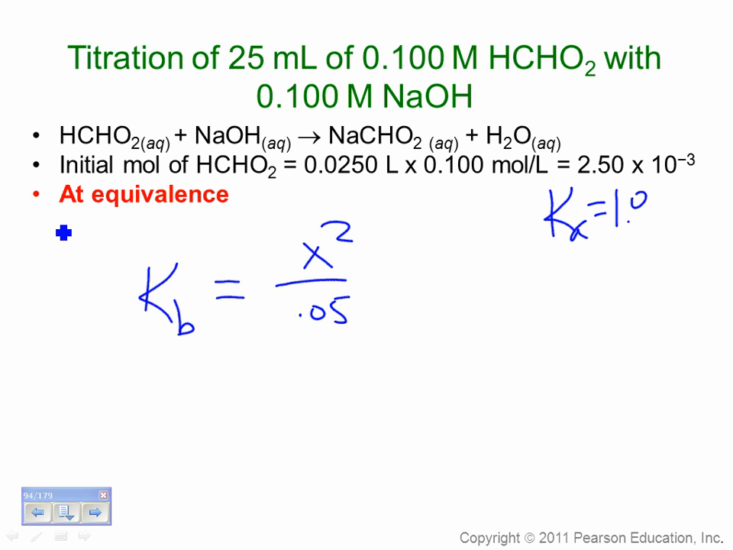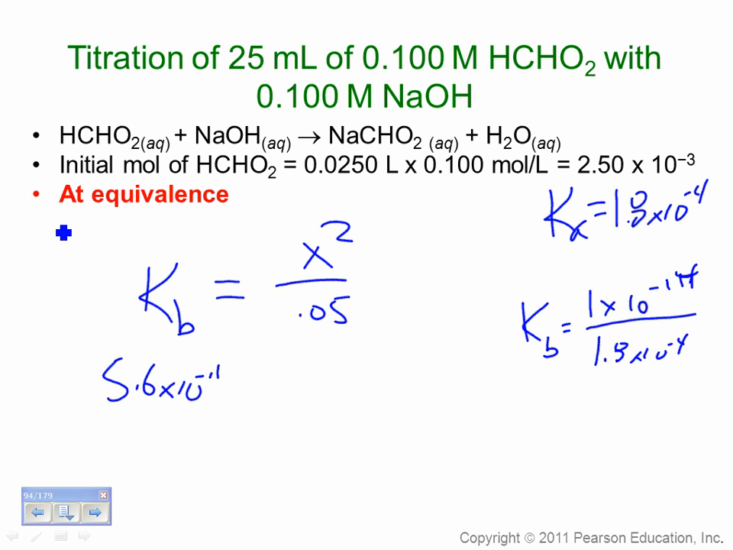1.8 times 10 to the minus 4. So what's the Kb? Yep, 1 times 10 to the minus 14 divided by that 1.8 times 10 to the minus 4. That's going to turn out to be Kb. So 1 times 10 to the minus 14 divided by 1.8 times 10 to the minus 4. 5.56, so 5.6 times 10 to the minus 11 is equal to X squared over 0.05. So X squared is that number times 0.05.